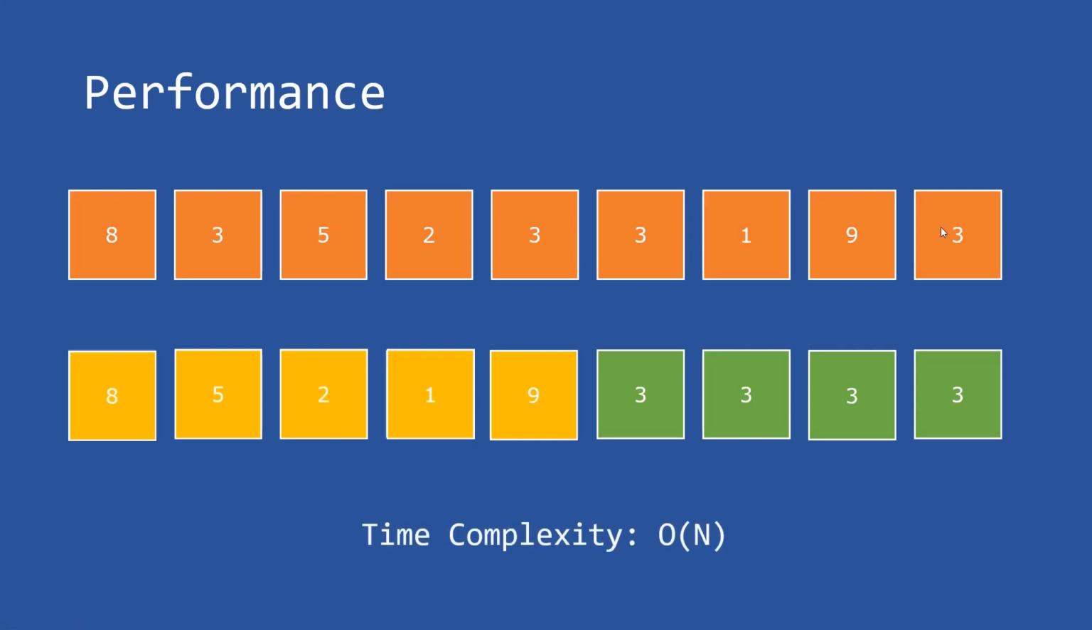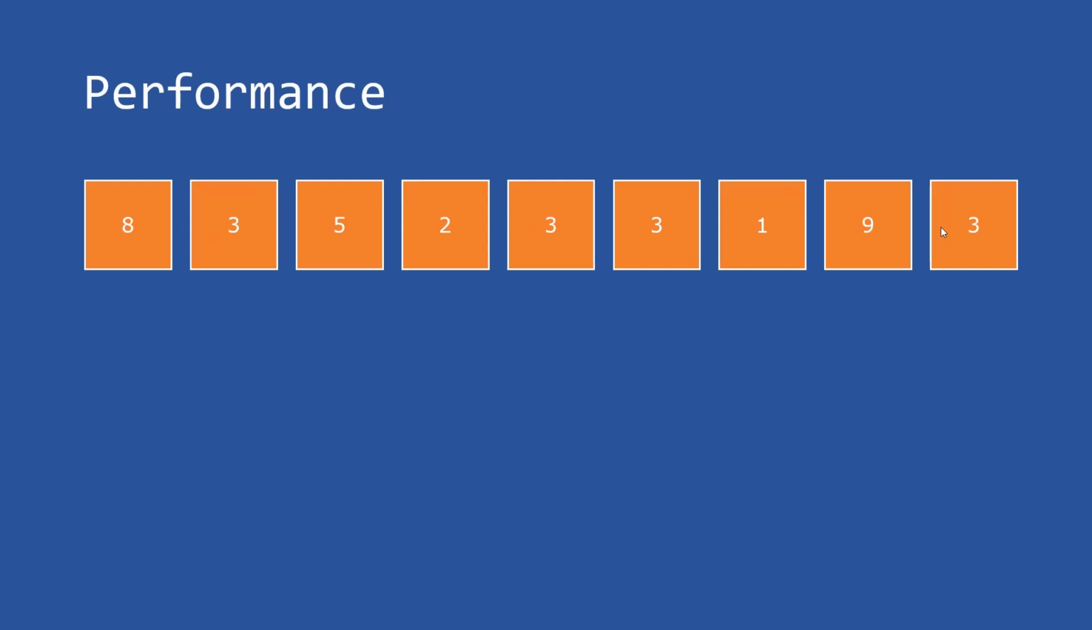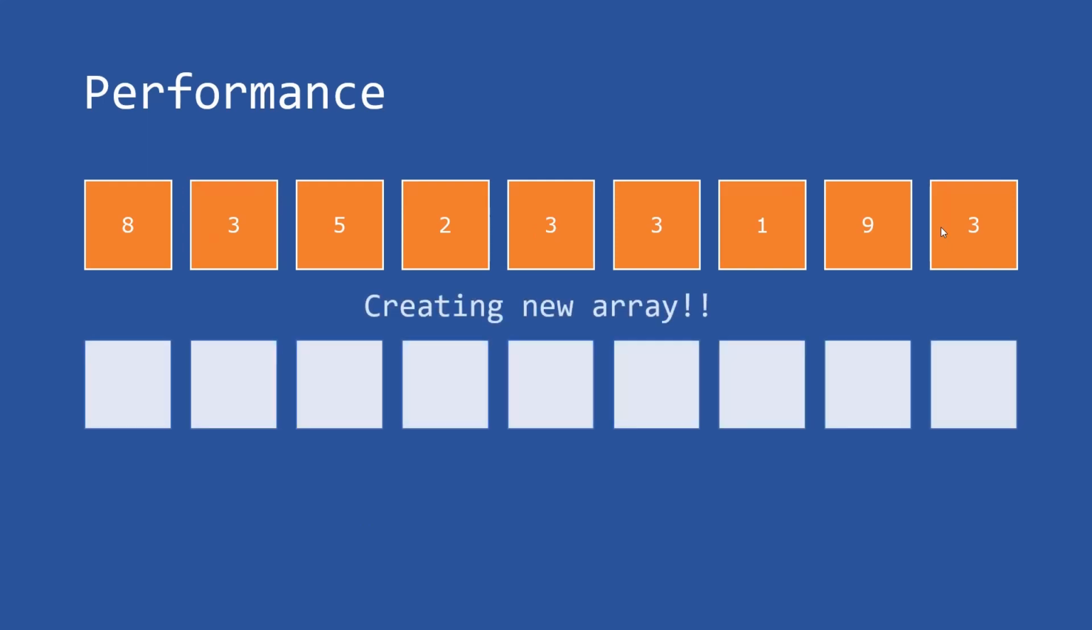But what about space complexity? In this approach, we are creating an entire new array. If it is of size 10, I need a new array of size 10, so 10 more spaces I will require. If it is of size 100, I will require 100 more spaces. If it is of size n, I will require n more spaces. So my space complexity will turn out to be O of n.